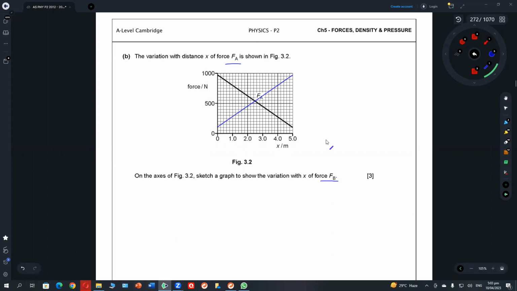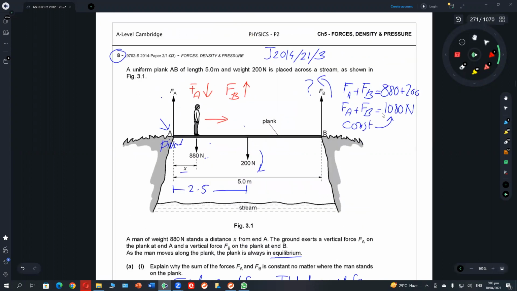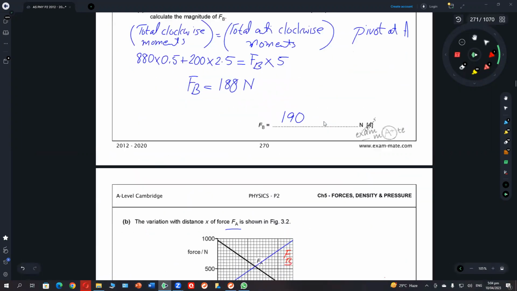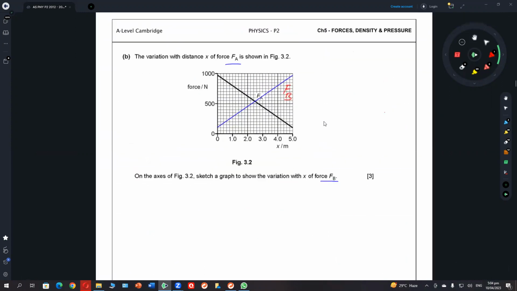Now, any idea how I made this blue line? The original force was not 0. Yes. So FA decreases and FB correspondingly increases. So the total cannot change. We already had mentioned that the total force has to remain how much? 1080. Yes. So the total will remain the same. So I have to keep this number the same, so I will move the blue line exactly opposite to FA.